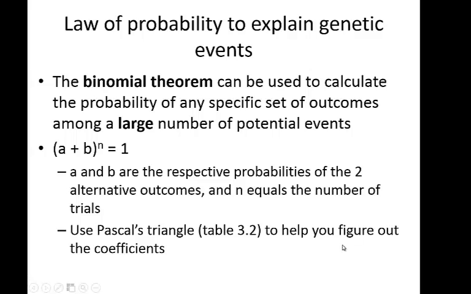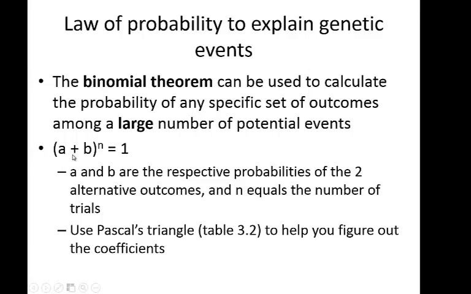The binomial theorem is used to calculate the probability of any specific set of outcomes among a large number of potential events. When you're looking at small numbers, like 2 children or 2 different coins that you're flipping, it's not that big of a deal. But if you have, say, 10 kids, what is the chance of having 10 boys? It starts to get more complicated when you're doing the math, and the best way to answer something like that is to use this binomial theorem.